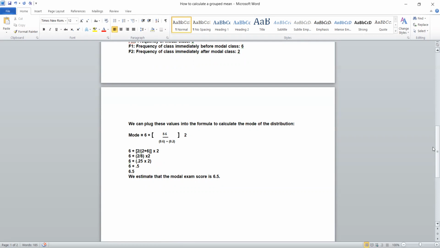Most of the time you can use a computer program to calculate all of this, but you should be aware of the calculations in the background.